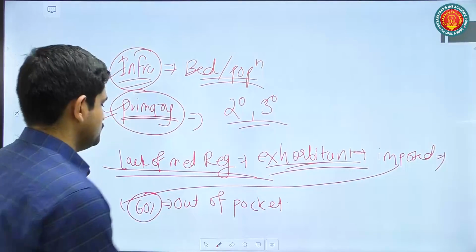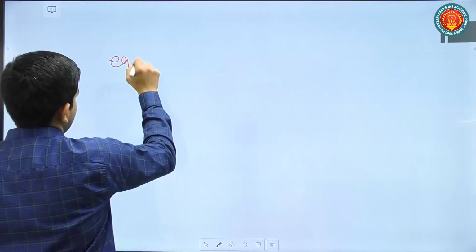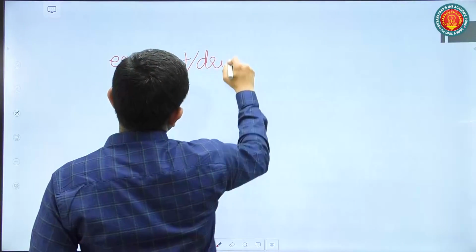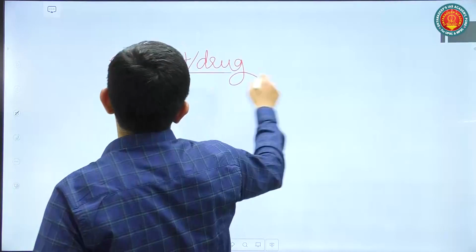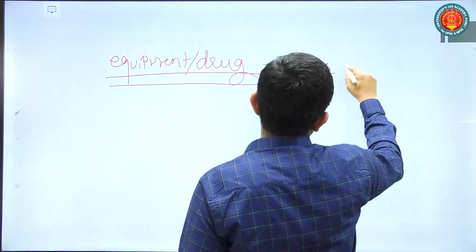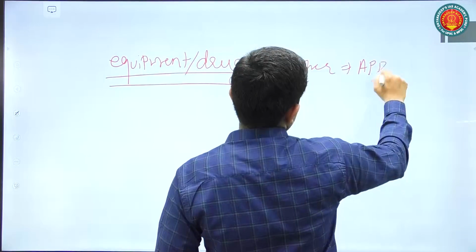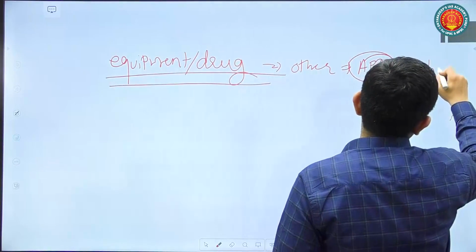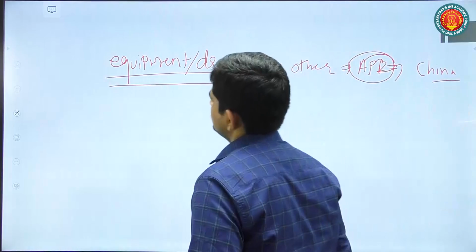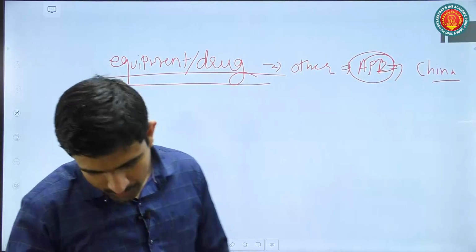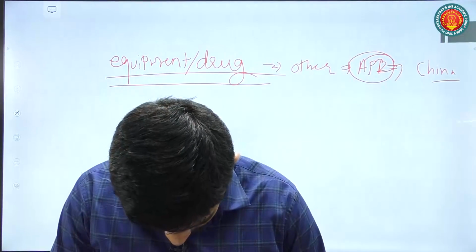Then you can also talk about how indigenization of equipment making is not taking place. Equipment, drugs: these are crucial aspects on which we are dependent upon other countries. For example, we are dependent on China for API, that is active pharmaceutical ingredient. That dependence is very harmful in the long run. So these are the issues that you can talk about.